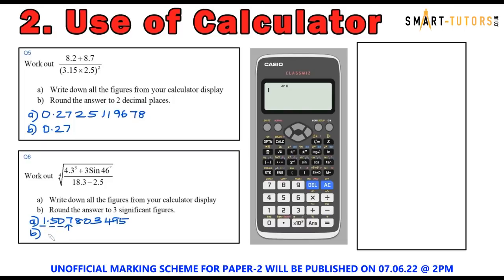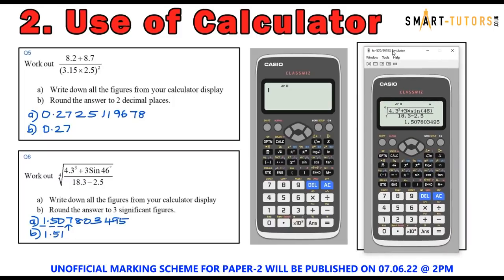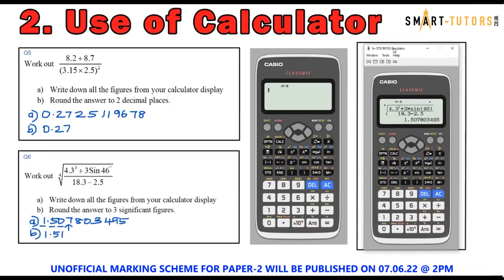7 will give 1 for the previous number. So the answer is 1.51, the correct answer. So I'll put the calculator back into the box. So that is our use of calculator.